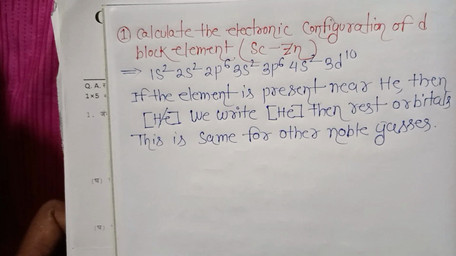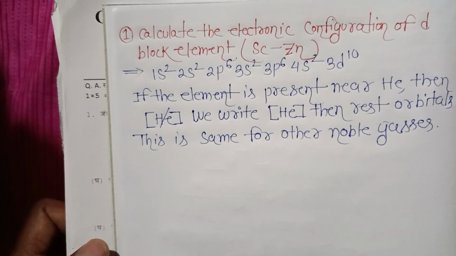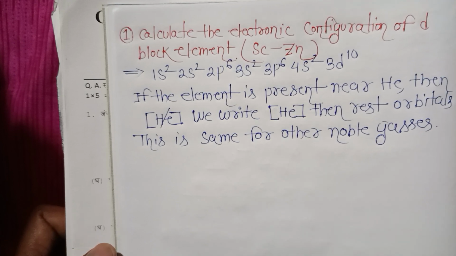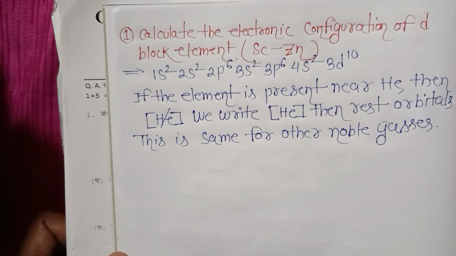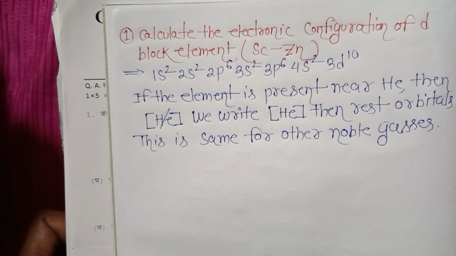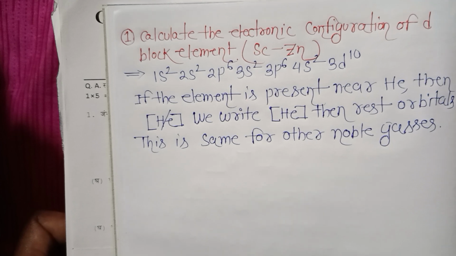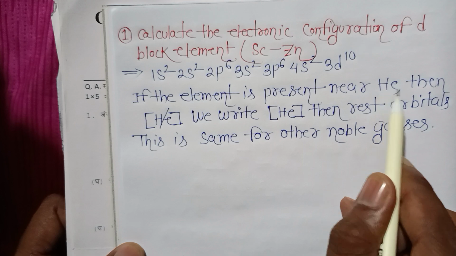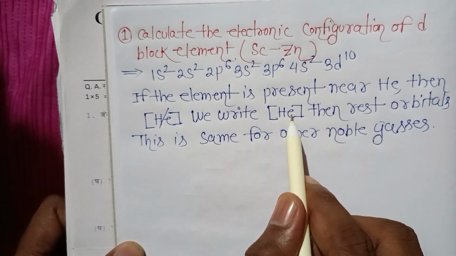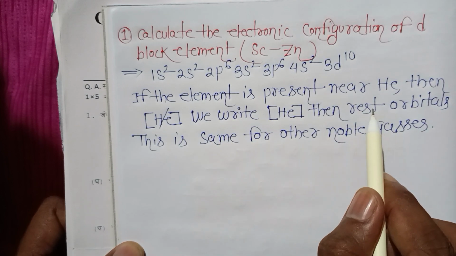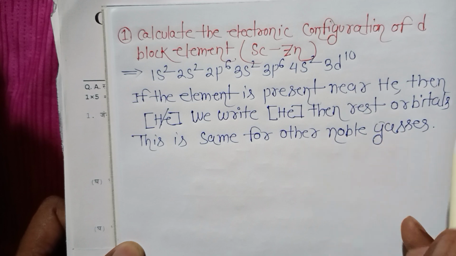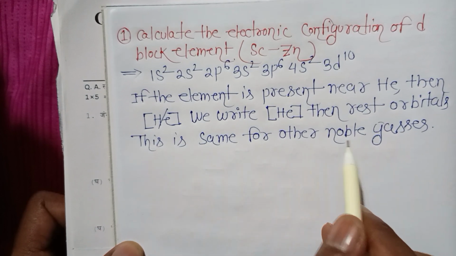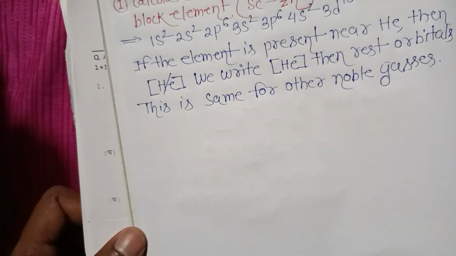Calculate the electronic configuration of d block elements, scandium to zinc. We know the electronic configuration is 1s2 2s2 2p6 3s2 3p6 4s2 3d10 up to the 30th element. If the element is present near helium, then we first write helium, then the rest of the orbitals. This is the same for the other noble gases.